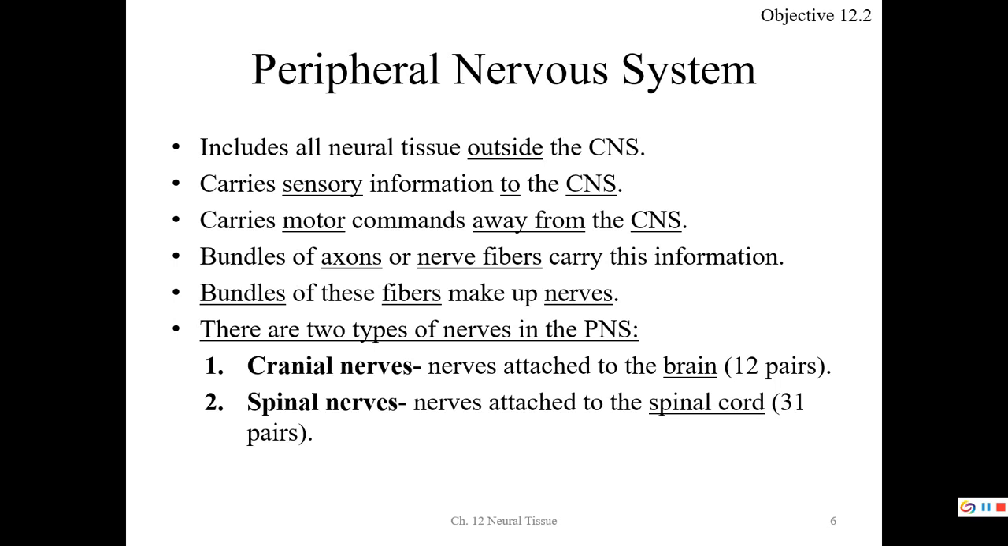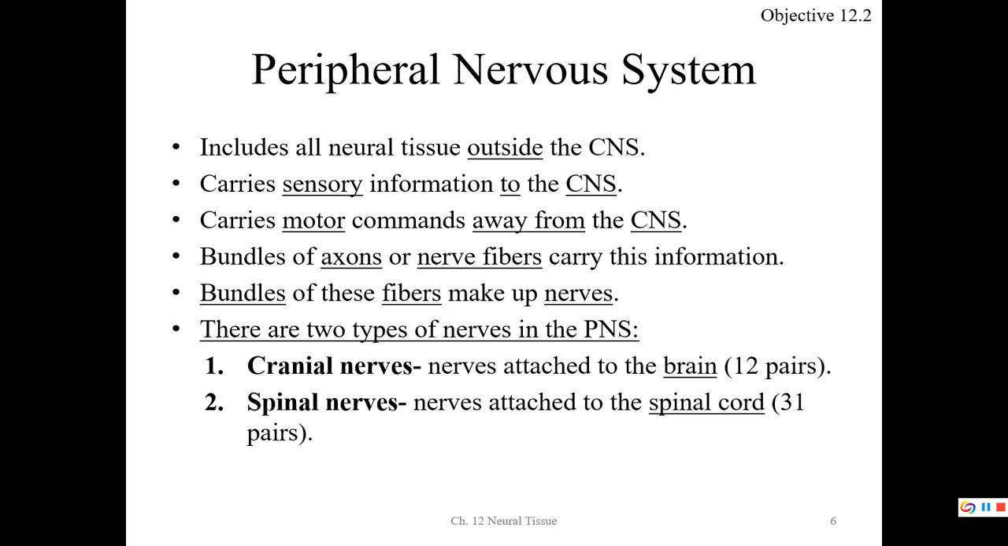There are bundles of axons here. And what we call these is nerve fibers, these axons. And if we bundle these axons, nerve fibers that carry it, we call them nerves. Nerves are made up of bundles of axons. We'll talk about that in the spinal cord, spinal nerve section.